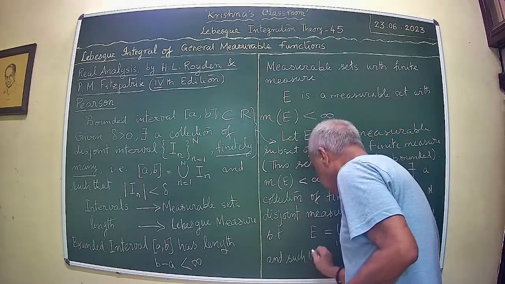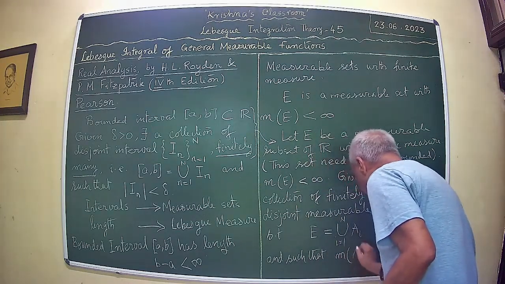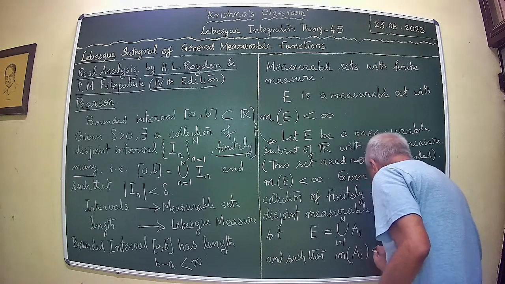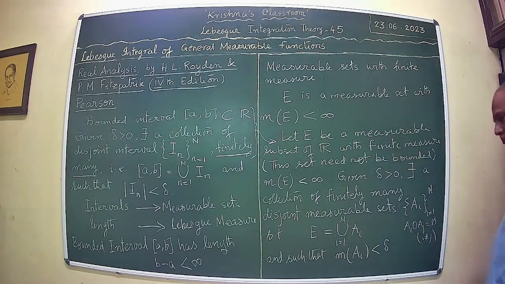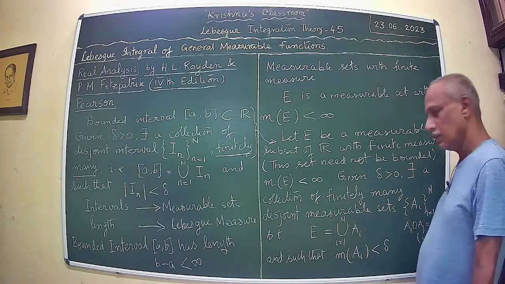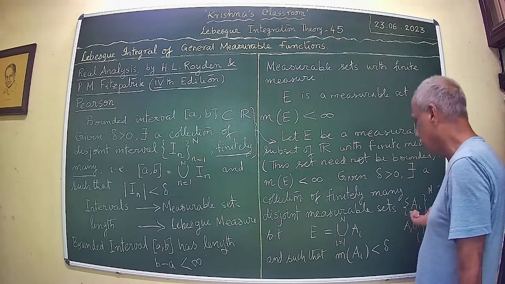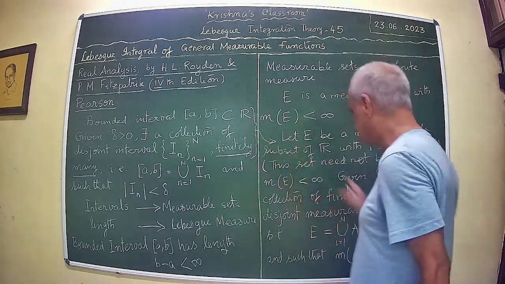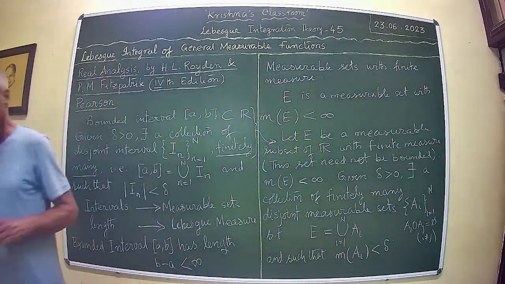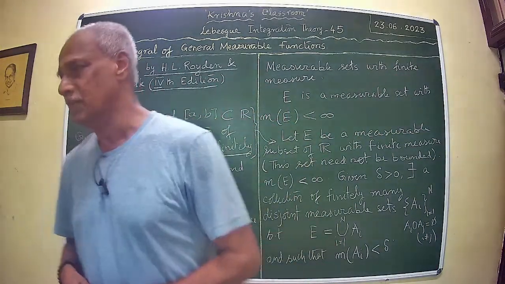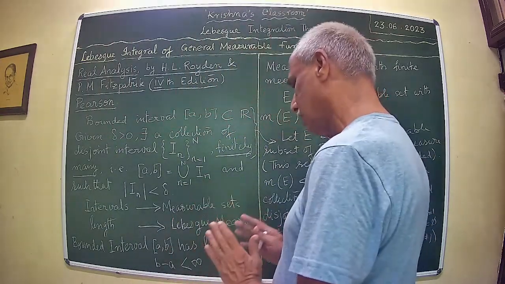such that the measure of A_i is small. So for a given delta positive, you can get a collection of subsets of this kind. Now this is the generalization that you have, and I hope everything is clear now. This is the one that we proved last time. Okay, now we go further.